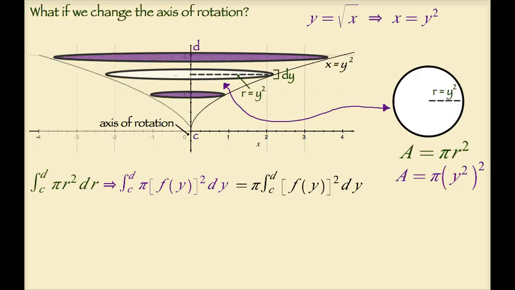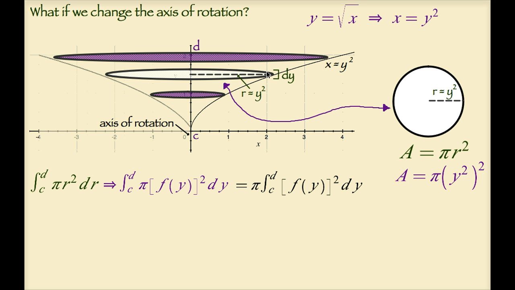What if we change the axis of rotation? In this case, let's change it to the y-axis. If we're going to evaluate an integral with respect to the y-axis, the function needs to be in terms of y. Therefore, y equals the square root of x becomes x equals y squared. And revolving this function curve around the y-axis generates this solid of revolution.